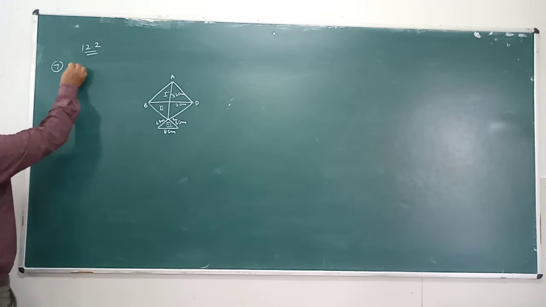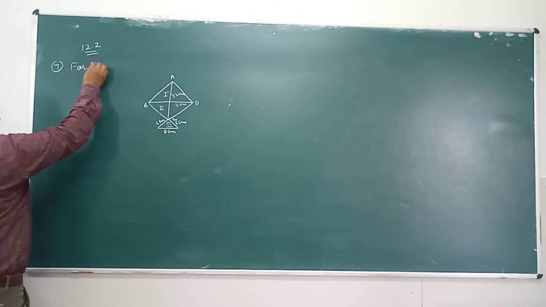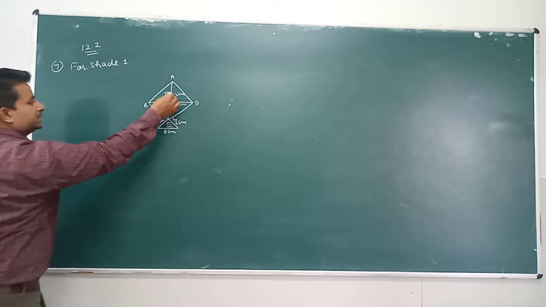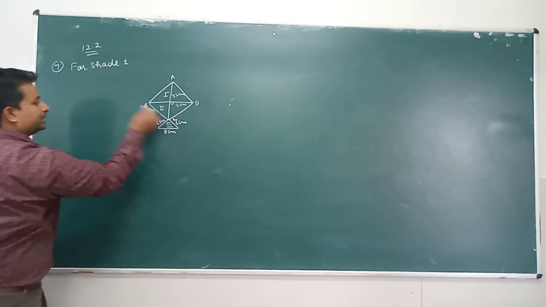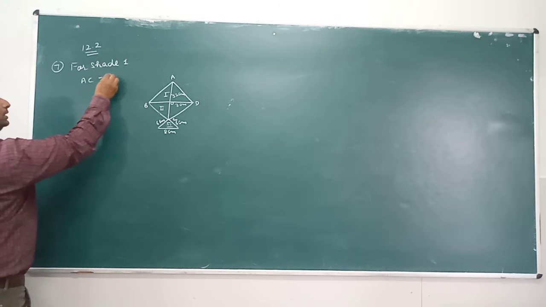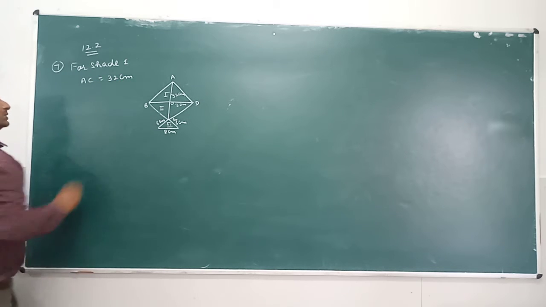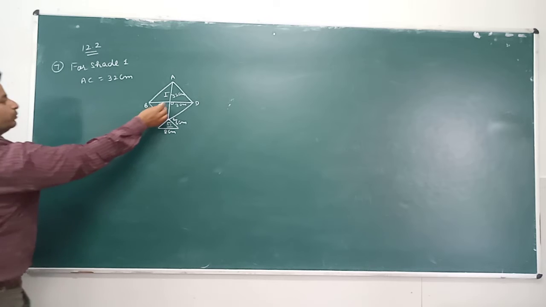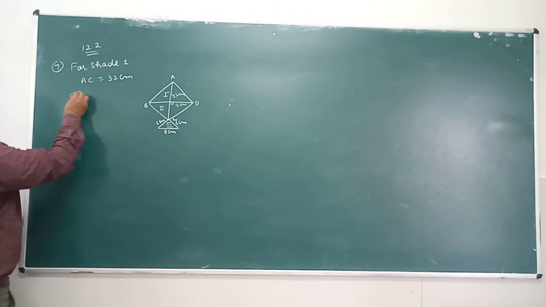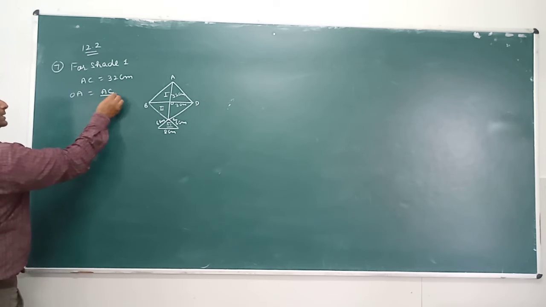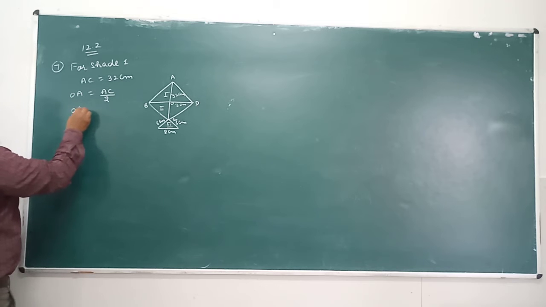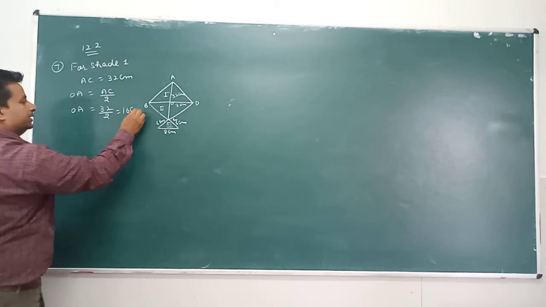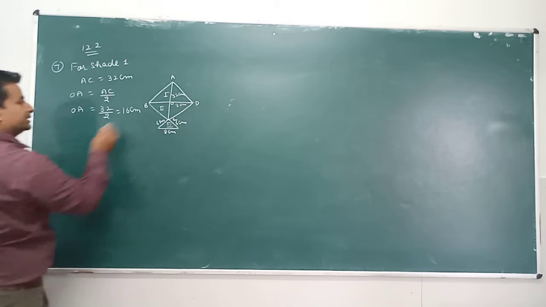So for shade 1 we have the diagonal AC of 32 centimeters. As we know, the diagonals of a square bisect at point O. So OA is equal to AC upon 2, which is 32 upon 2, which is 16.